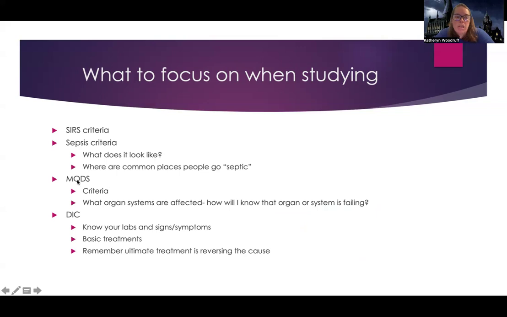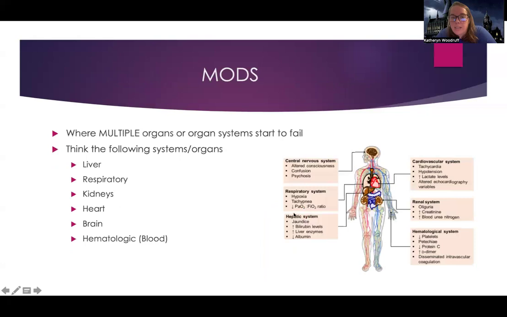For MODS, when you're studying, you want to know the criteria: you need to have at least two organs or two systems that are failing. And then what organ systems are affected and how will I know they're failing? And that's this. So you're going to want to know. And I would not copy and paste this chart or try to remember this. Make something that makes sense to you.